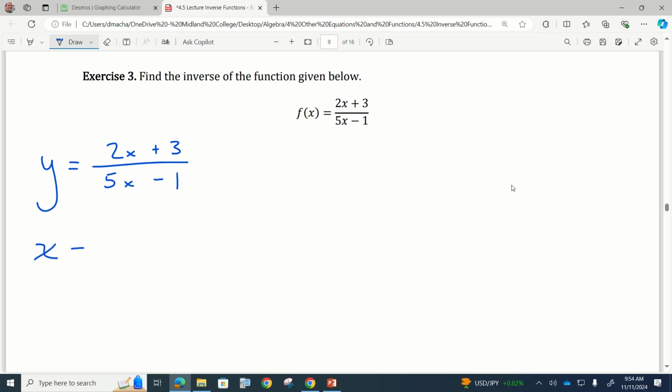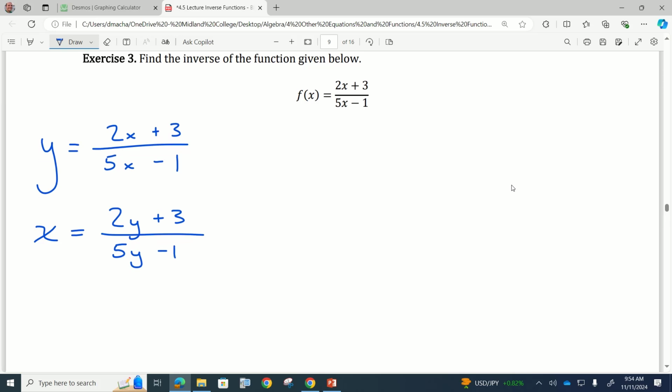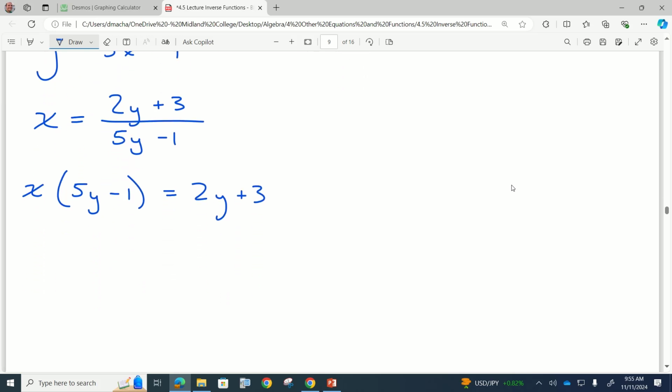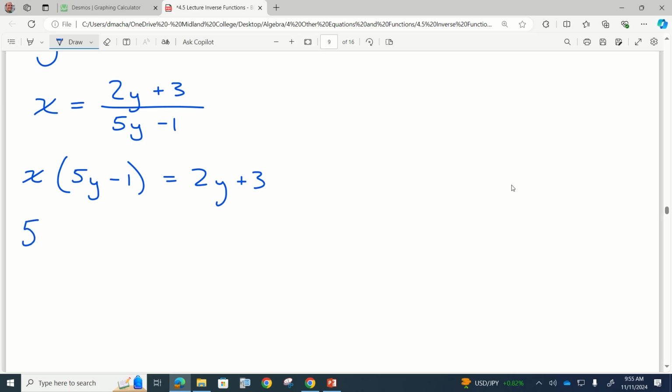because the next step I want to do is I want to replace all of the y's with an x. And I want to replace all of the x's with a y. And then we're going to try to solve for y. I'm going to start off by multiplying both sides by the denominators, right? Just like solving a rational equation. We don't like to have denominators in our equation, so we try to get rid of that. Multiply both sides by the denominator. And then on the left side of the equation, let's expand it by distributing the x.